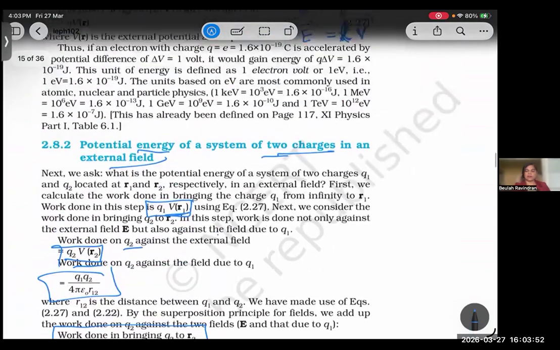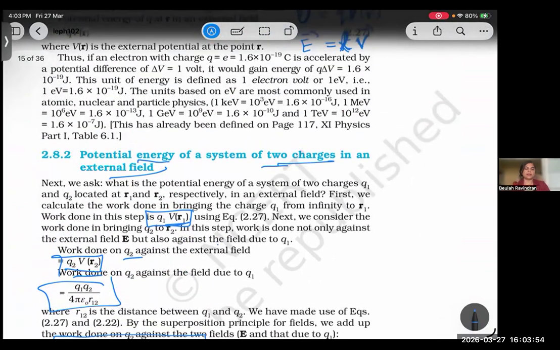In an external field, I will compare and give you. See, what is the potential energy of a system of two charges in an external field? First, we calculate the work done bringing the charge Q1 from infinity to R1. So work done in this step is taken like this, equation 2.27. Next, consider the work done bringing Q2 to R2.